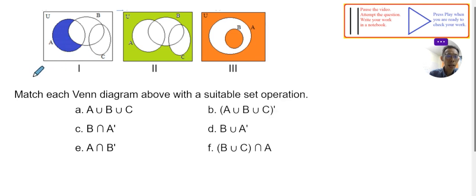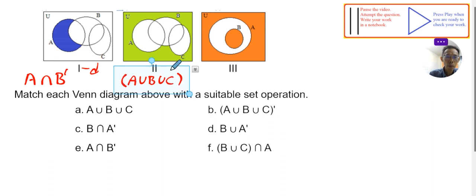So here we have A and not B. So A and not B. That's this. A and not B. Which one? This one, D. So this one is related to D, A and not B. This means, you see, the A union B union C, right? That is everything that is not A union B union C. So A union B union C complement. So it's this one. So this is related to B.